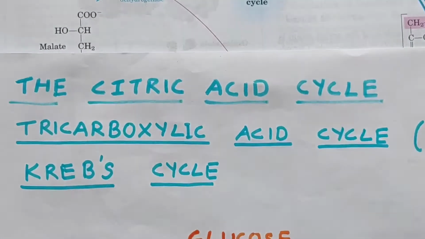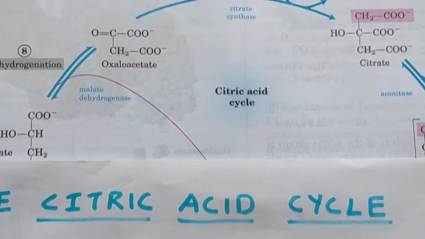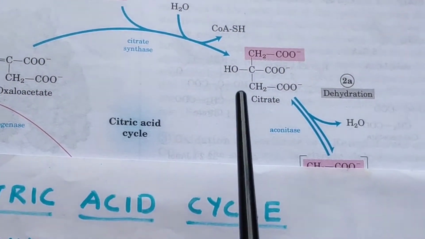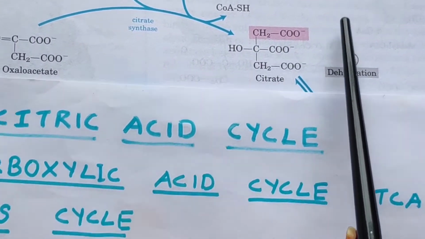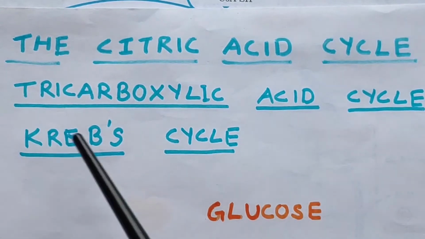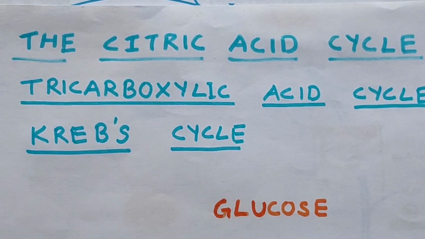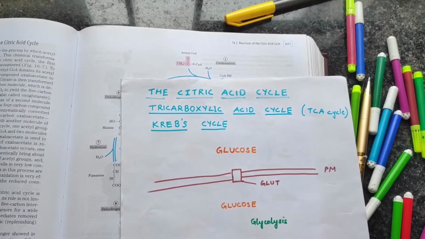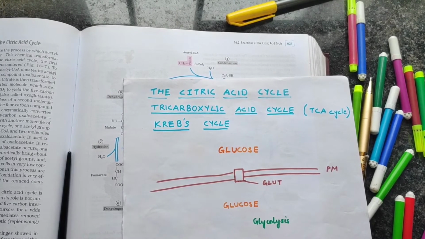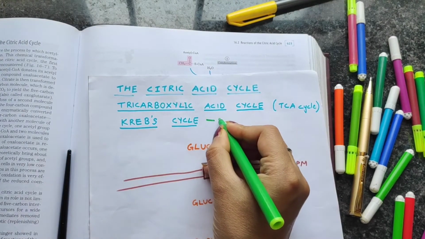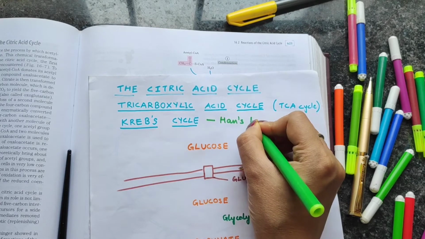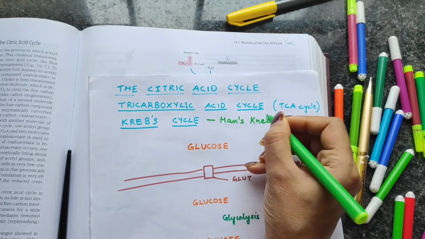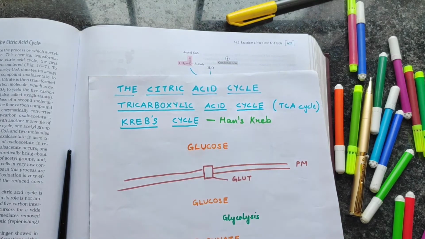I'll zoom it a little bit. Yes, this one. So here we have 3 carboxyl groups, and therefore it is called the tricarboxylic acid cycle. It is also called the Krebs cycle because this was discovered by a scientist named Hans Krebs. Therefore, it is also called the Krebs cycle.